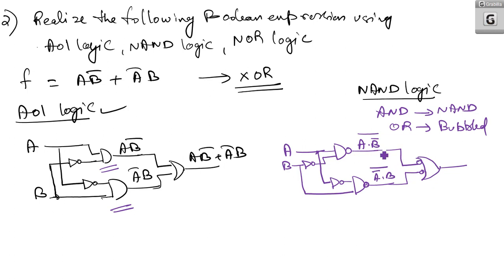So let us check what is the result. What is A dot B bar whole bar? That is you will get it as A bar or B by De Morgan's law. Here you will get A or B bar, that is by De Morgan's law. Again here what you are getting, A dot B bar the whole bar or A bar dot B the whole bar. That is again in this form, A bar or B or A or B bar.